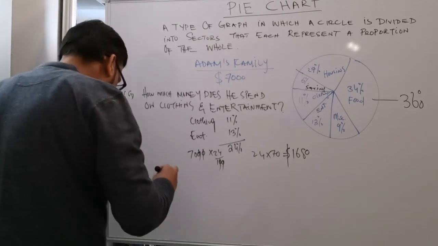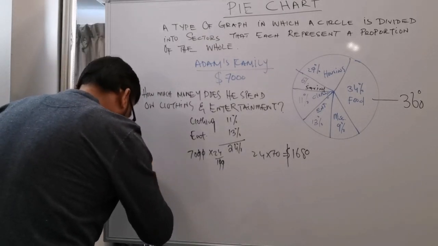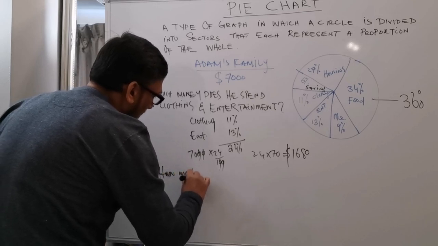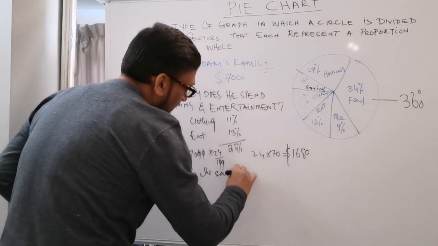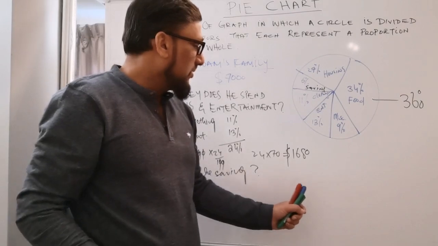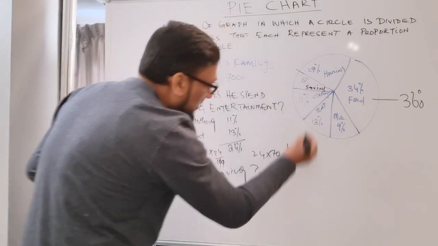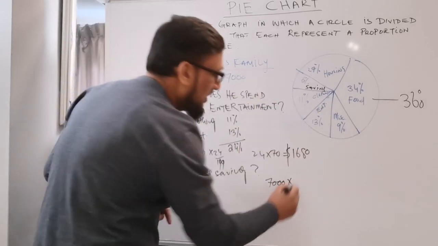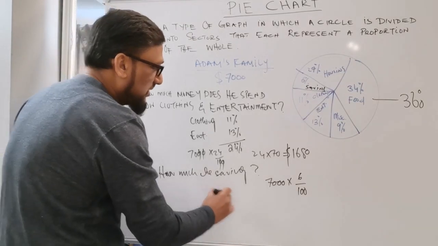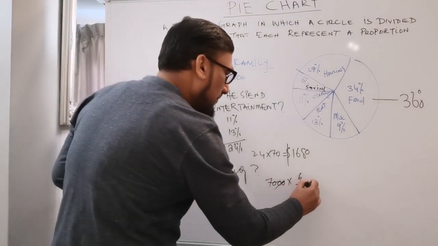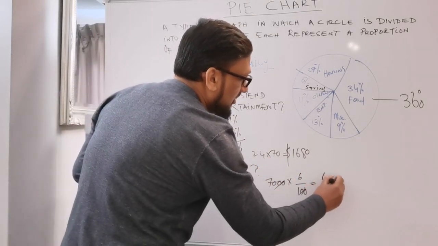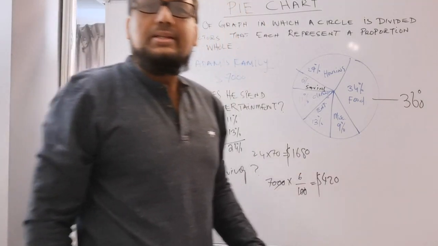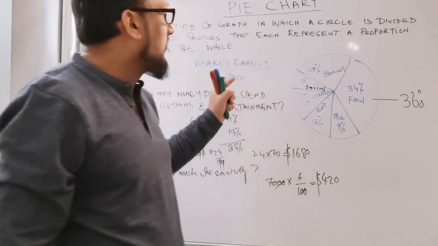Now the second question is asking how much he is saving. As we know, the percentage of saving is 6%. The same way, simply 7,000 times 6%. 6% means 6/100, so the zeros cancel. So 7 times 6 is 42, and then a zero. So he is saving $420 a month.